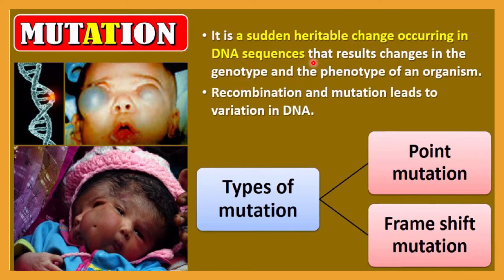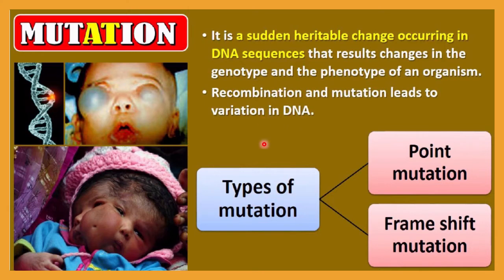Such a phenomenon of alteration in the DNA sequence, and the resultant genotype and phenotype change, is called mutation. Here you can see recombination and mutation, both these phenomena. You know very well recombination and crossing over are also responsible for variation in DNA, and mutation also leads to variation in DNA. So these two phenomena are responsible for variety of DNA availability. Due to these two phenomena, different kinds of DNA combinations are obtained, and this is also responsible for biodiversity.